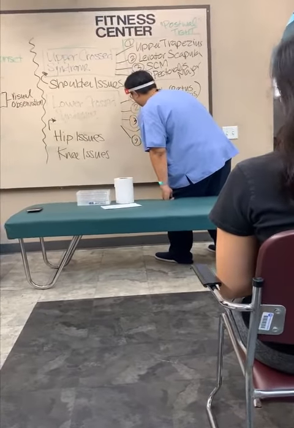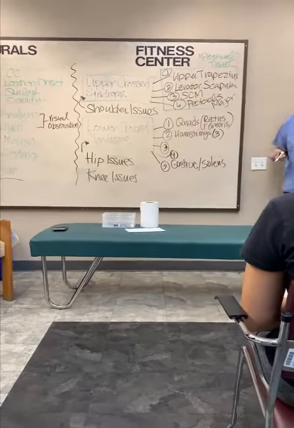What's the psoas? Psoas, right? Or iliopsoas, right? Good job. Iliopsoas, because it's a combination of the iliacus and the psoas. How about number 4? Erector spinae, right? Erector spinae.